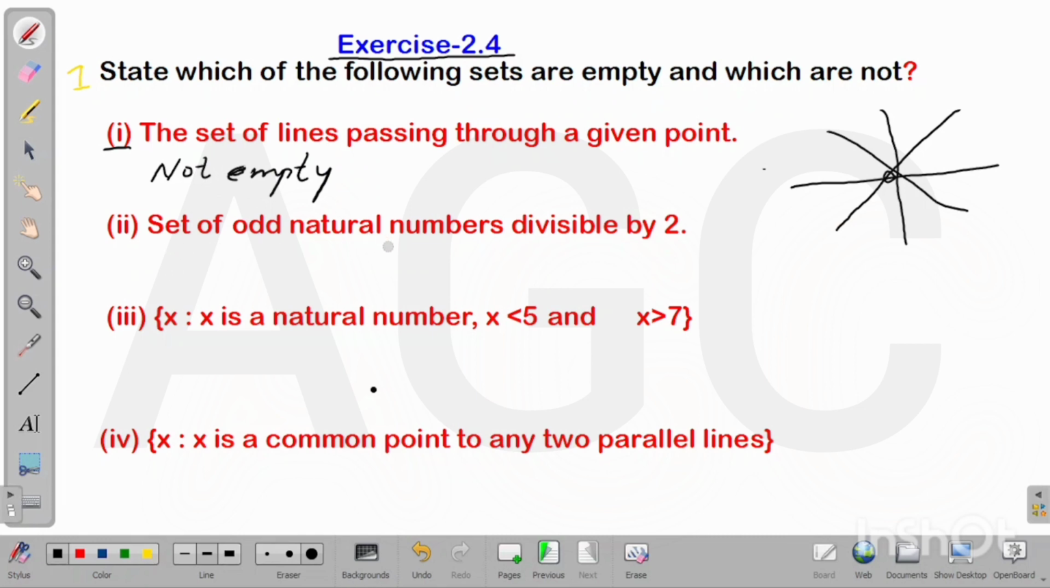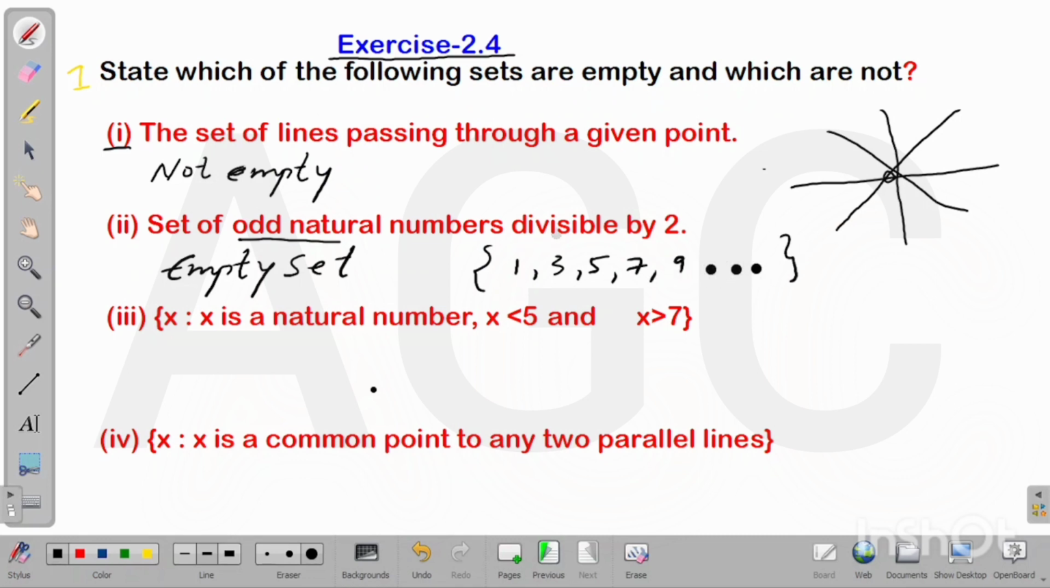What is the next question? Set of odd natural numbers divisible by 2. Can any odd natural number be divisible by 2? No, right? So it is an empty set. Now, can I take some odd numbers? 1, 3, 5, 7, 9 and so on. Is any number divisible by 2? No, right? So the set of odd natural numbers divisible by 2 leads to the null set.